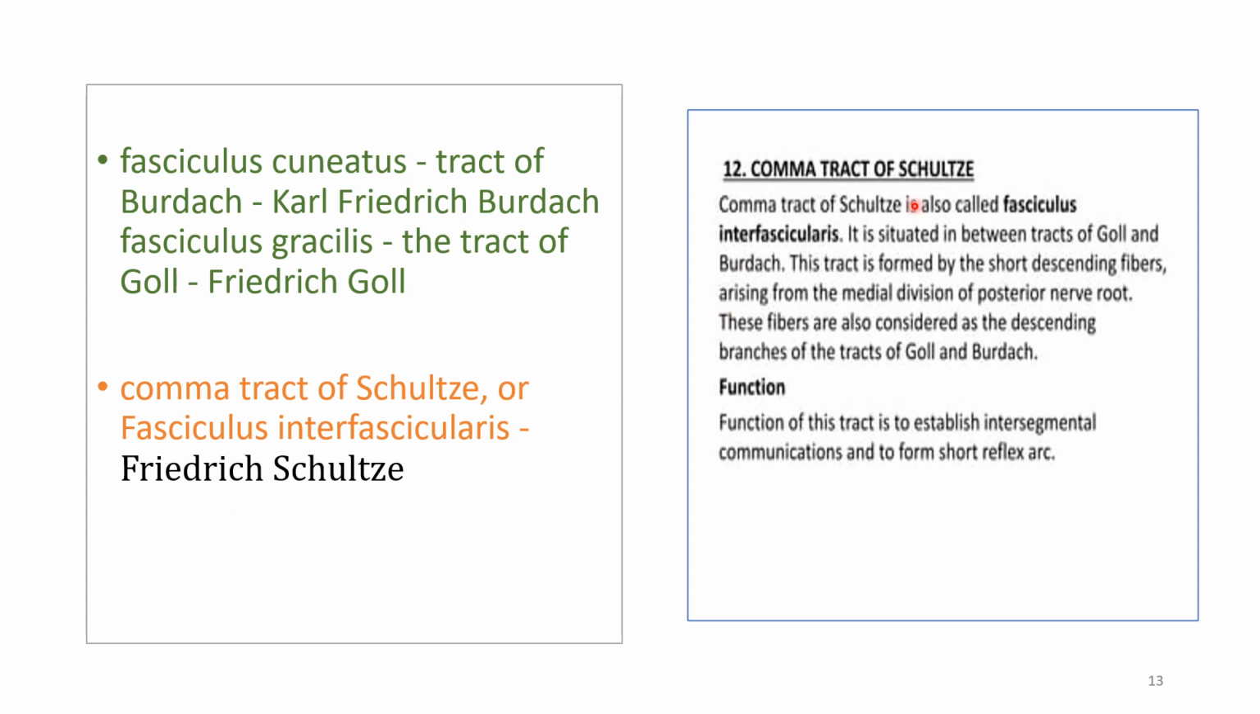So what is this comma tract of Schultze? Comma tract or fasciculus interfascicularis. It is situated between the tracts of Goll and Burdach. Okay, it is situated in between these two tracts. This tract is formed by short descending fibers which arise from the medial division of the posterior nerve root. These fibers are also considered as the descending branches of the tracts of Goll and Burdach. It is nothing but some branches of the Goll and Burdach tracts will descend down and form the comma tract of Schultze. What is its function?